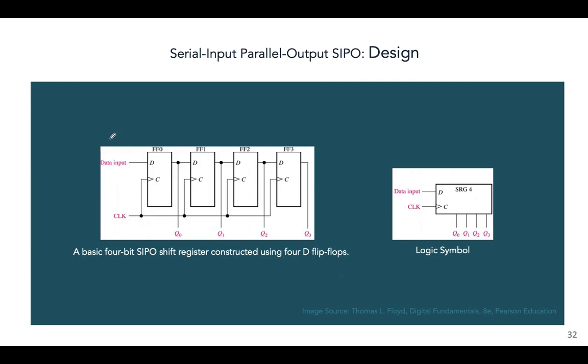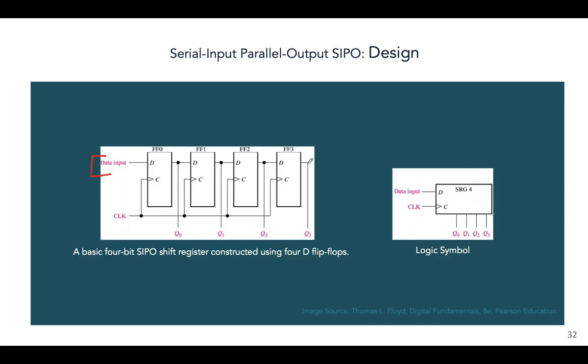Now, this is the design. Again, we're taking a look at the internal design of a SIPO register. Again, we have designed it using D flip-flops. And again, we have common clock pulses. This is a must. This is universal. It has to be there. Data is going in serially, as you can see.